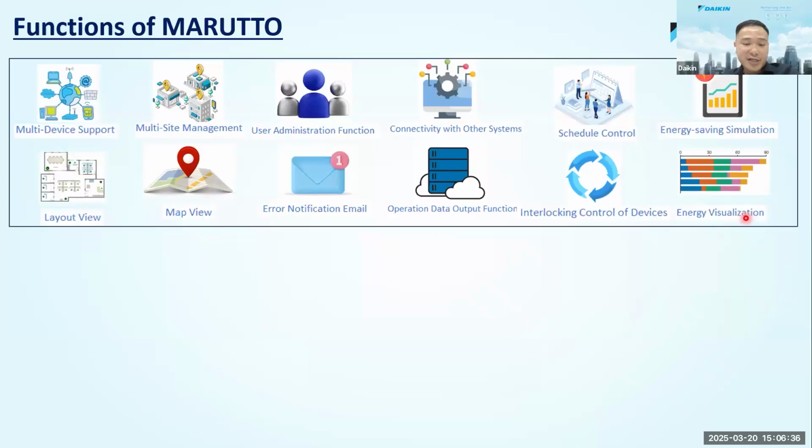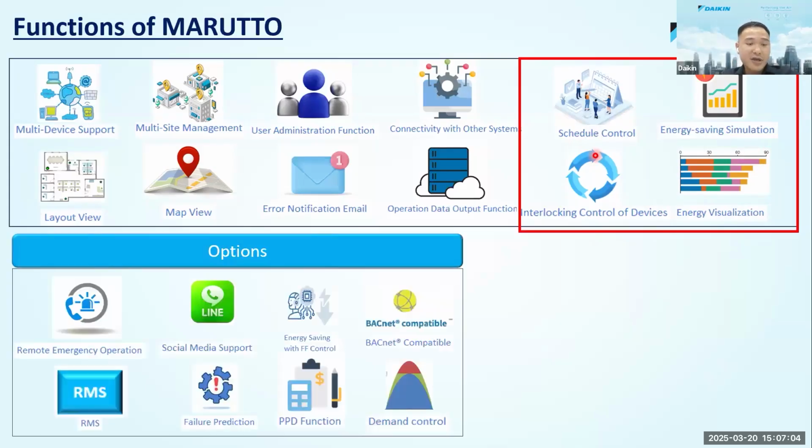The next one is the energy visualization, whereby by adding the pulse meter, we are able to visualize the energy consumption of the air conditioning system in terms of kilowatt hour. So these four functions are very crucial to indicate the energy use. From there, they are able to tackle energy saving for light commercial applications. Besides this, which is the standard function of Maruto, we also have optional functions for Maruto. These are add-ons.